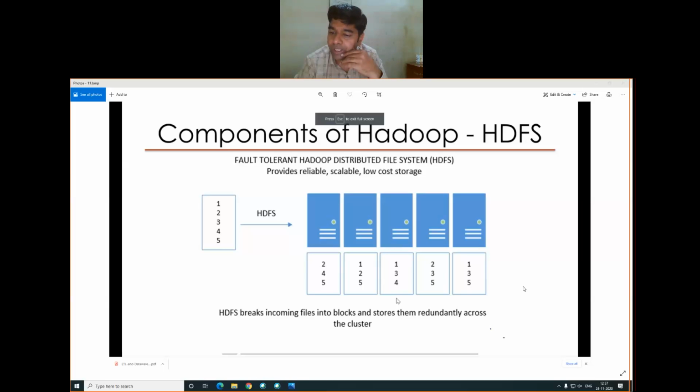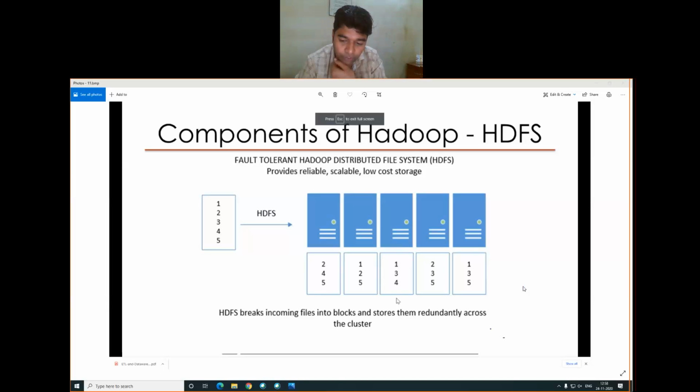Okay, so WORM: write once, read many times. This one is correct. HDFS is based on the idea of WORM. So what is WORM? It is write once and read many times.